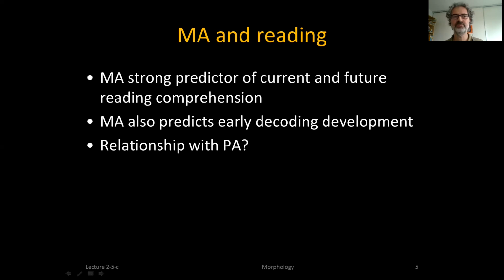And so that is probably the reason, or at least the most important reason, that morphological awareness is strongly predicting current and future reading comprehension. So those with best morphological awareness in the early and middle elementary school grades are those with the best reading comprehension performance in middle and late elementary grades.